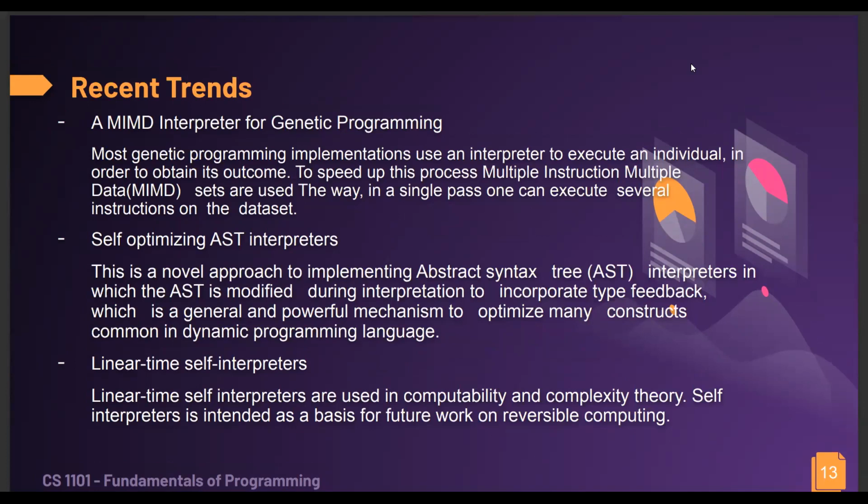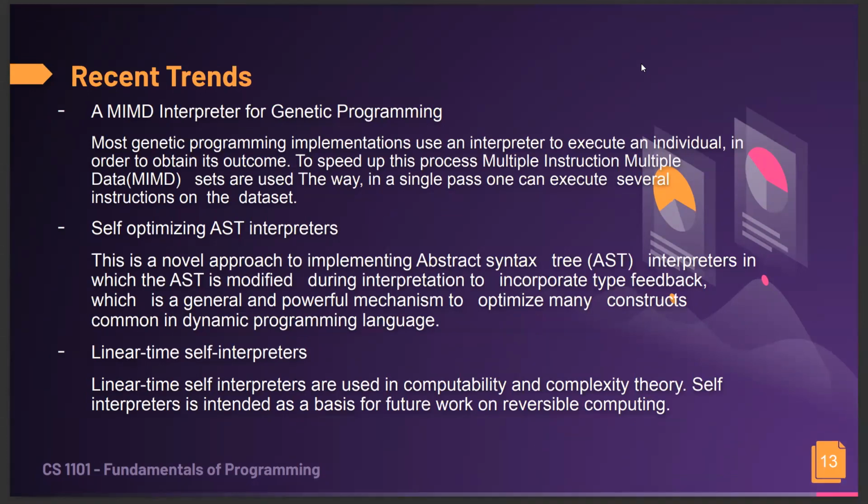Interpreters for genetic programming. Most genetic programming implementations use an interpreter to execute an individual in order to obtain its outcome. To speed up this process, multiple data sets are used, so that in a single pass one can execute several instructions on the dataset. And also self-optimizing abstract syntax tree interpreters and linear time self interpreters are recent trends of nowadays.